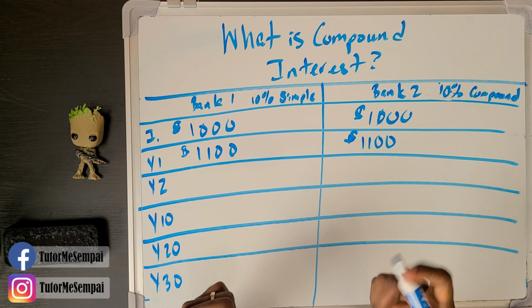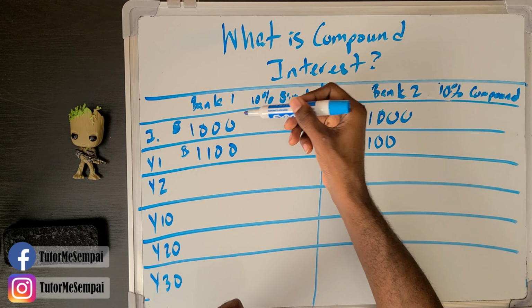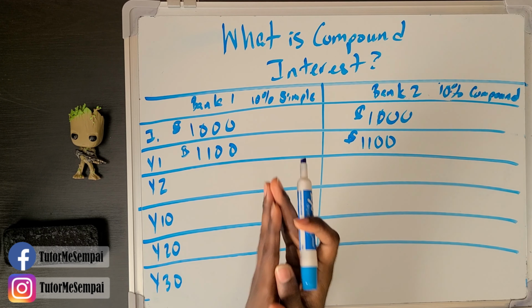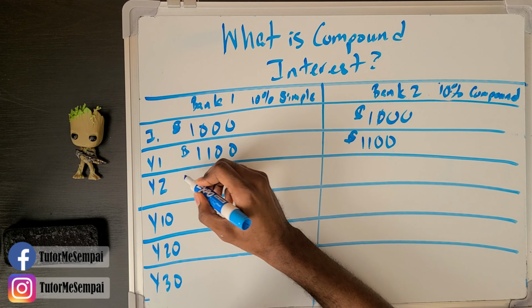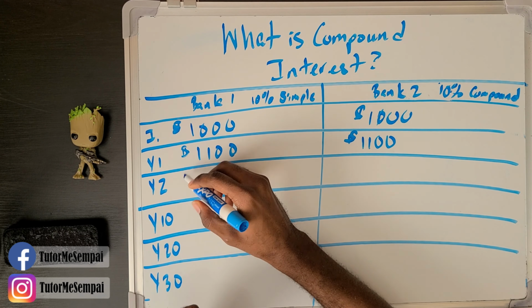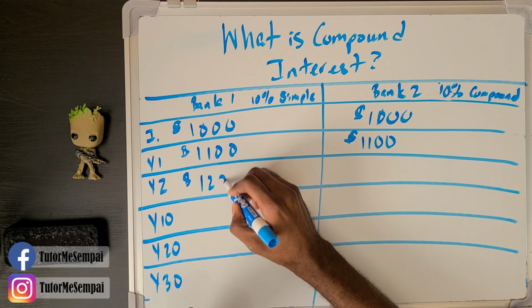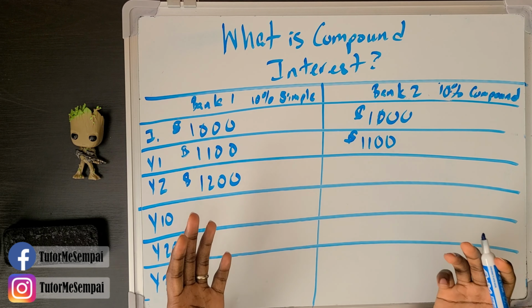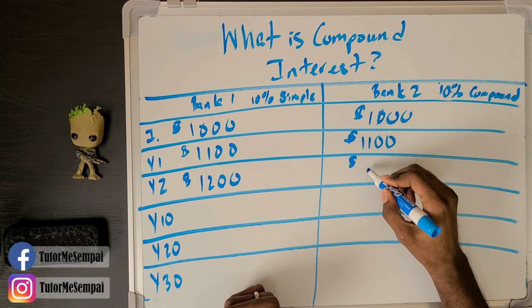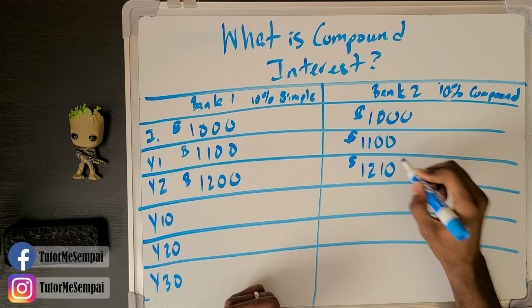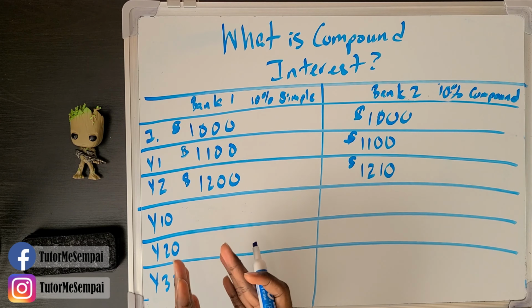After year 2, remember, simple interest looks at the initial deposit, your principal. This is going to mean that your interest payment is the same. So after year 2, you got another $100, bringing your total to $1,200. However, Bank 2 has compound interest, so you're going to bring your total to $1,210. Let's skip ahead a little bit to year 10.